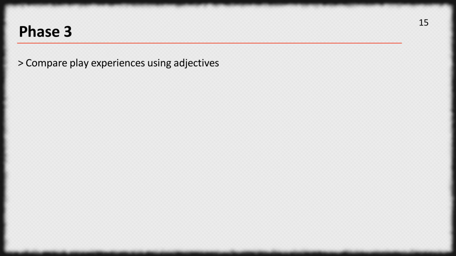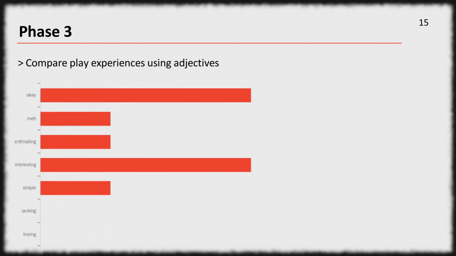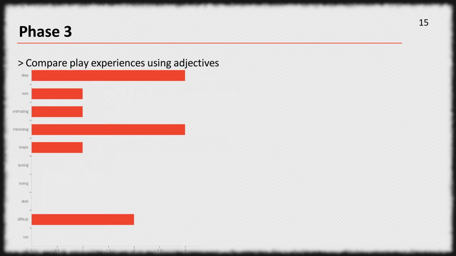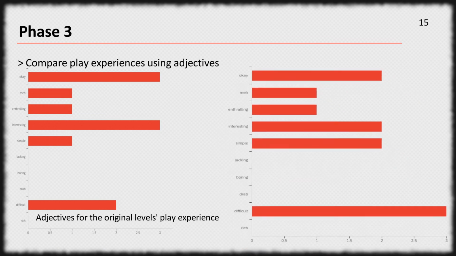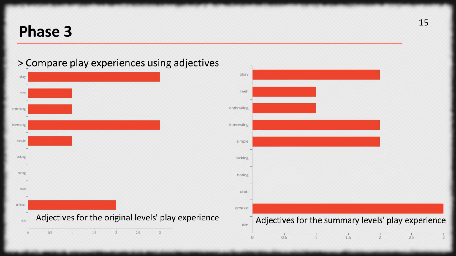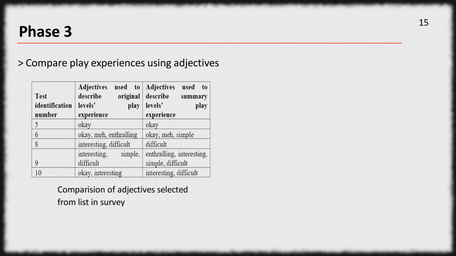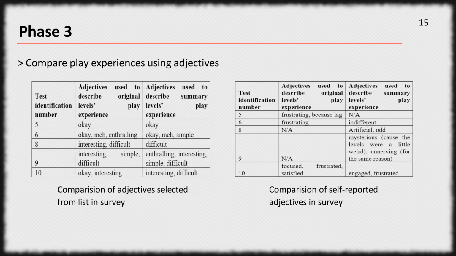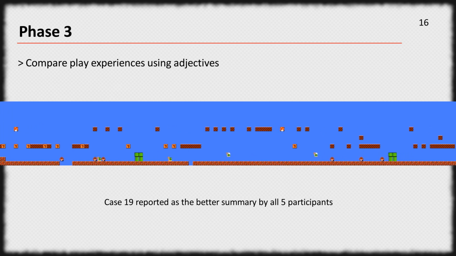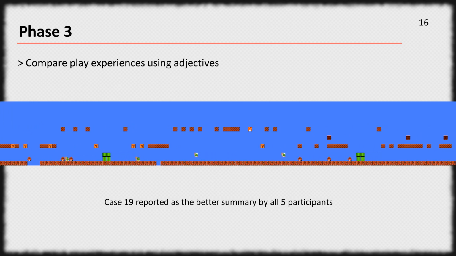Our analysis netted some interesting results. Out of the 5 participants, all 5 reported similar adjectives of play in both play experiences. However, one participant reported that the summary level experience was artificial or odd, while several participants reported both experiences as okay. All 5 participants reported the same summary level to be the better summary.